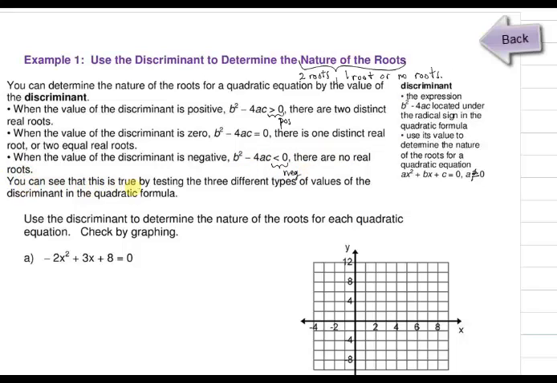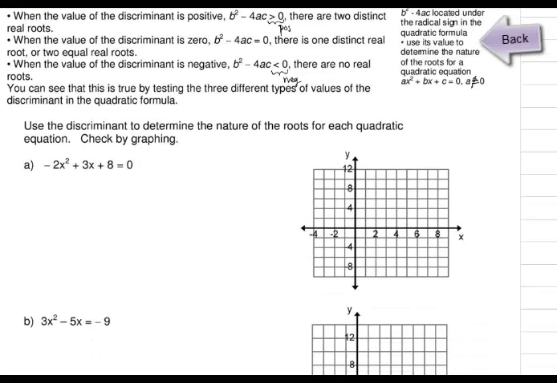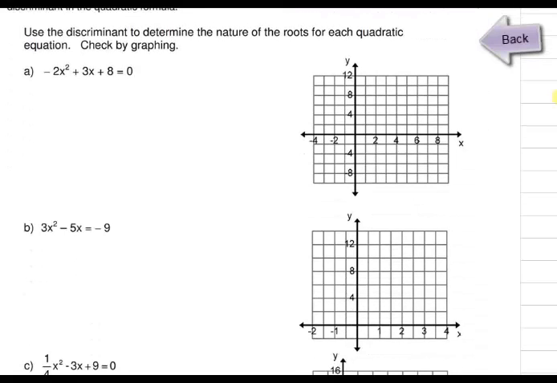You can see that this is true by testing the 3 different types of values of the discriminant in the quadratic formula, and we're going to test it by graphing them. If we have 2 roots, then we will get 2 x-intercepts. If we have 1 root, we will get 1 x-intercept, and if we have no roots, we will have no x-intercepts. So we're going to start with this first example. We're going to use the discriminant to determine the nature of the roots for each quadratic and then check by graphing. So our discriminant is b squared minus 4ac, and in this quadratic equation, a is negative 2, b is 3, and c is 8.